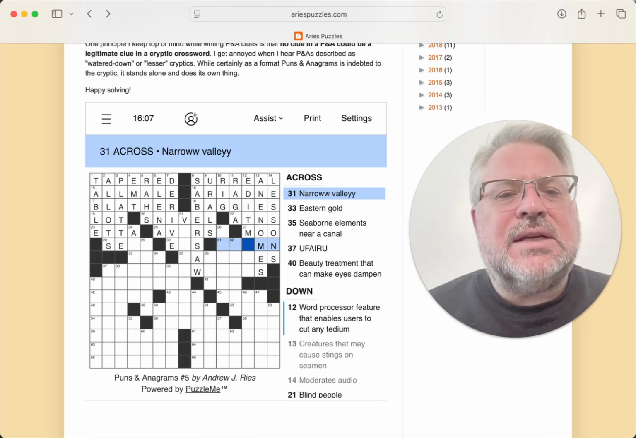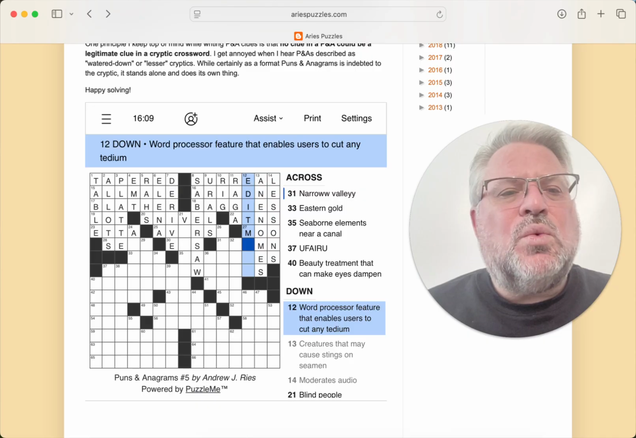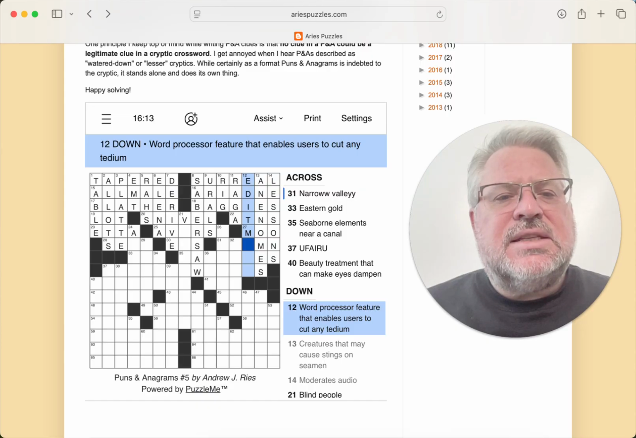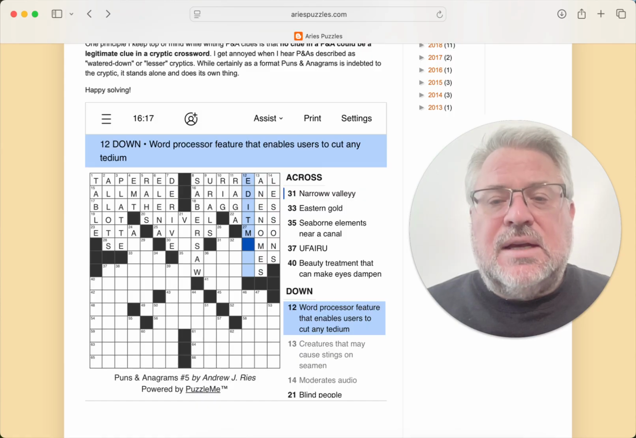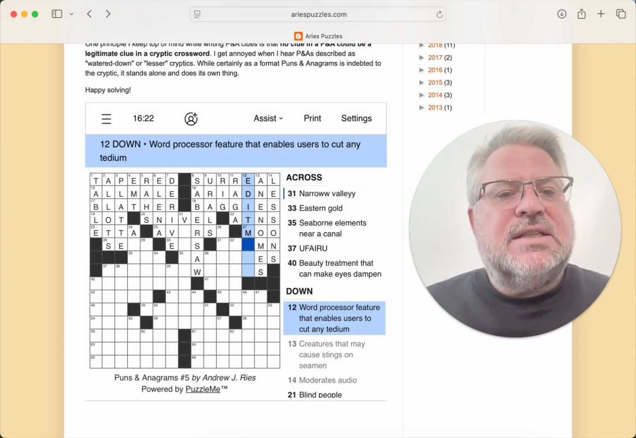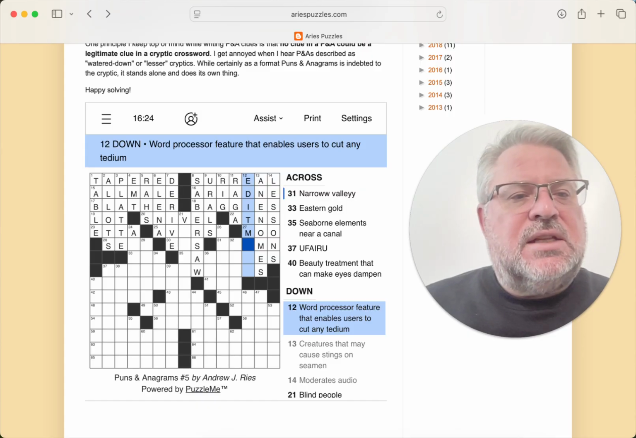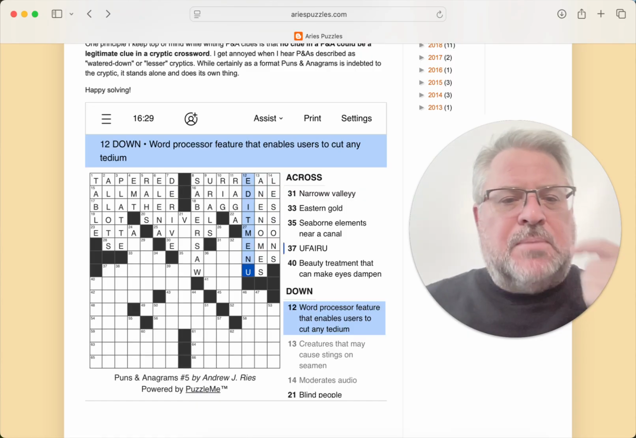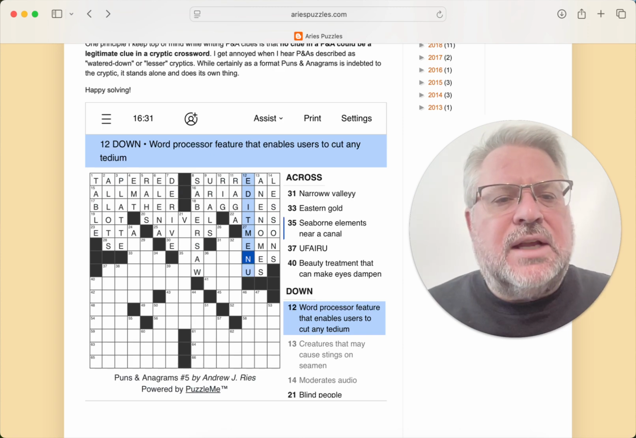I don't know what that is. Word processor feature that enables users to cut any tedium. Any, I think, it's the letter N and the letter E. N-E, tedium. So N-E-T-E-D-I-U-M can be anagram to edit menu, which might be the menu you use in your editing software. Okay.